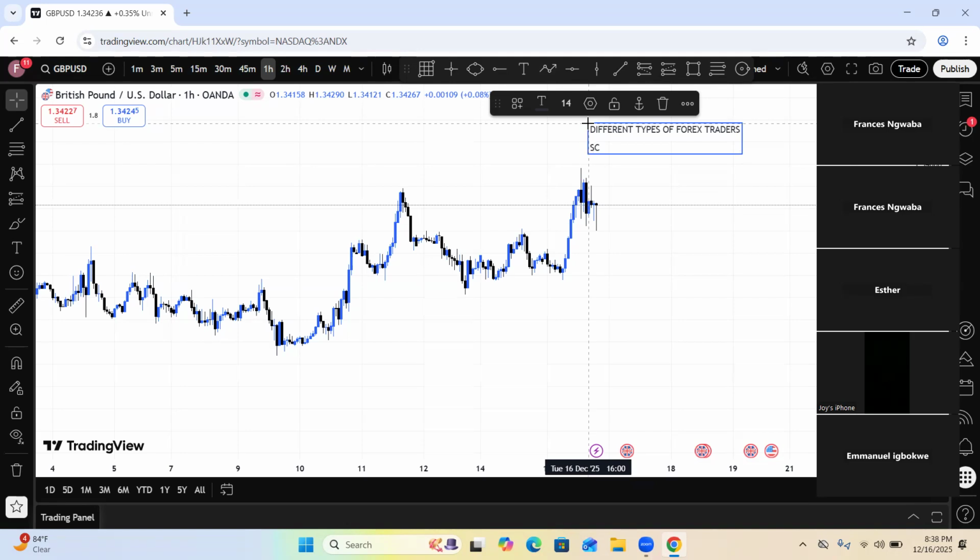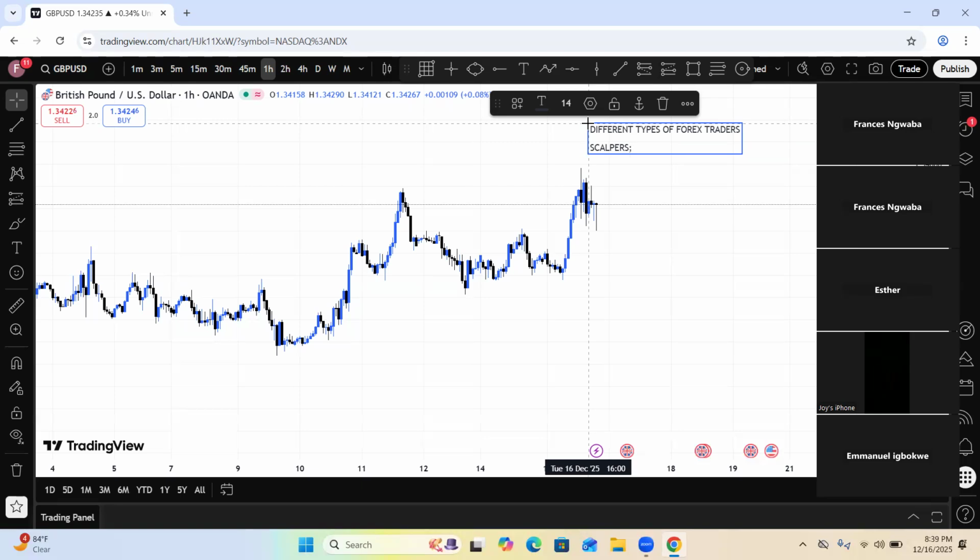Now we have the scalpers. The scalpers are short-term traders. They aim for tiny profits. Their aim is just to scalp. They enter the market, boom, they come out. When they make that profit, they are out. They are just scalping. It is not trading. There's a difference between trading and scalping. So do you want to be a scalper, or do you really want to learn how to trade?